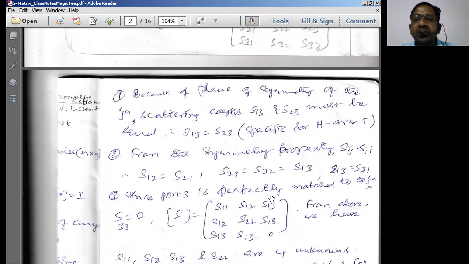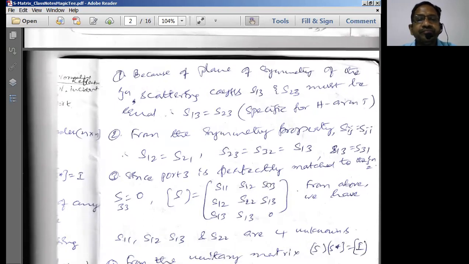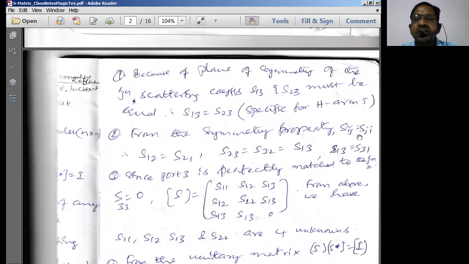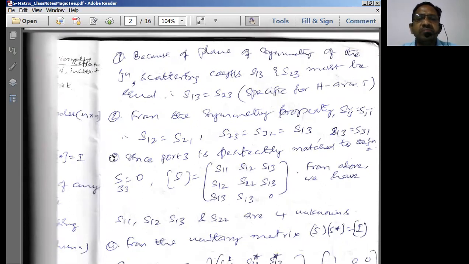And later on, let us start applying the properties of the S matrix. From the symmetry property, Sij is equal to Sji. So I can simply make all these substitutions now. S12 becomes equal to S21, S23 becomes equal to S32. I'm interchanging the suffixes, that's all. And next, from the above relationship of the H plane T, we have S13 equal to S23. Here I have S23, so this S23 I can write as equal to S13. Thereby S32 is also going to become S13 for us.